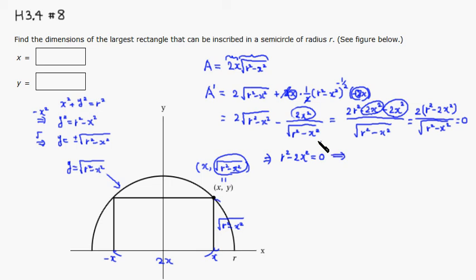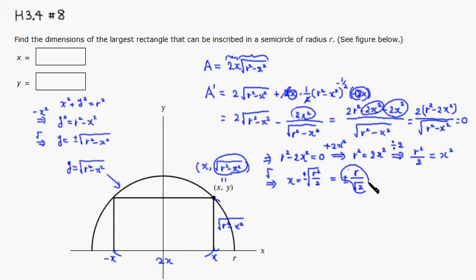By adding 2x squared, we get r squared equals 2x squared. Divide through by 2 to get r squared over 2 equals x squared. Then we take the square root of both sides to get x equals plus or minus the square root of r squared over 2, which is plus or minus r over the square root of 2. Since we only worry about the x value, there's a negative version and a positive version, and we only have to worry about the positive one as the critical number.